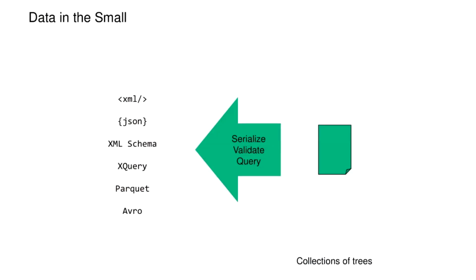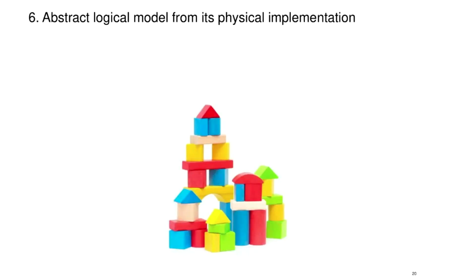Then we saw that also to enable the data in the small, we can serialize the data to text as XML, JSON, and so on. But we can also validate it with XML schema, JSON schema, and so on. We can store it efficiently, Parquet, Avro. We can query it with XQuery. So that's a whole ecosystem that was built to do with that data what we can do with tables.